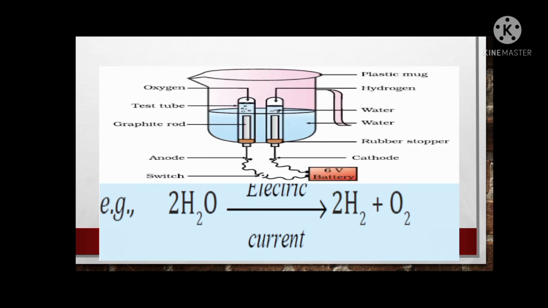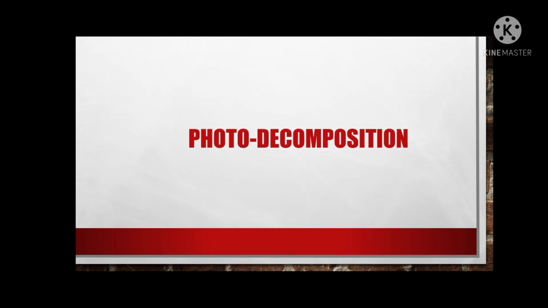On supplying the DC current, the water gets split up into oxygen and hydrogen. So here oxygen gets collected over the anode, and the hydrogen gets collected over the cathode in the ratio of 2:1.